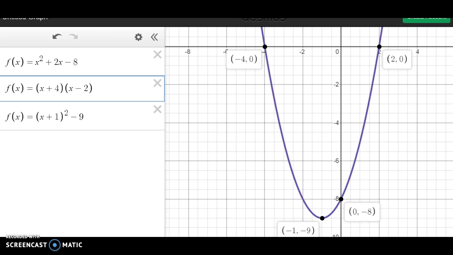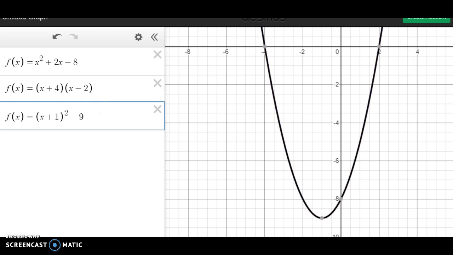Or maybe they would notice, okay, 4 times negative 2 is negative 8, and so maybe that has something to do with my y-intercept. Okay, sounds good. Let them talk it over, let them discuss it. And say, okay, I got one more version of the same function for you. Here it's graphed in black. It's x plus 1 quantity squared minus 9.